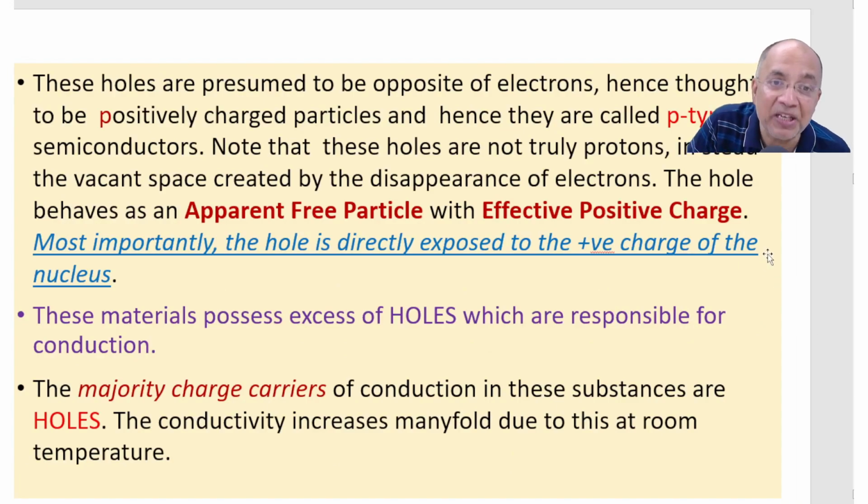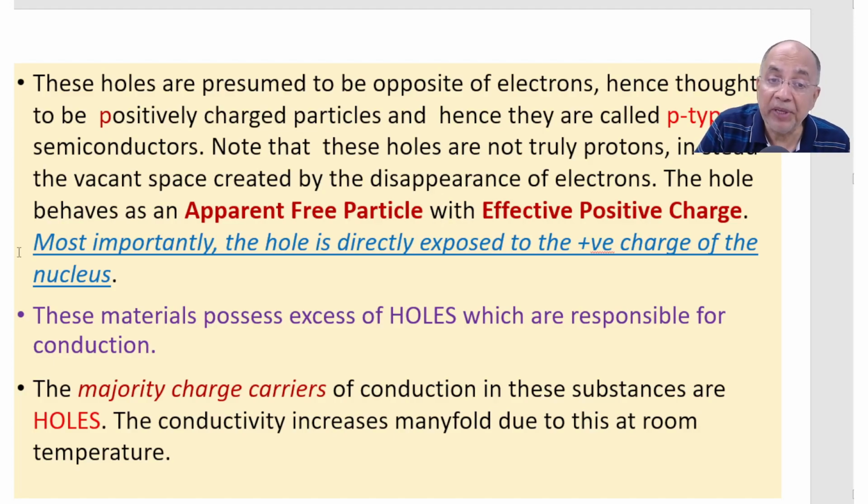Now, why is it called p-type? Because the holes are held as if they are positively charged particles. Hence, they are called p, positively charged. So, p-type semiconductors. Not that these holes are truly protons. Instead, it is the vacant space created by the disappearance of electrons.